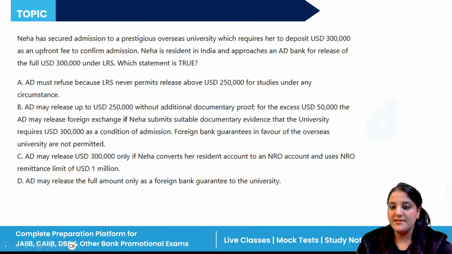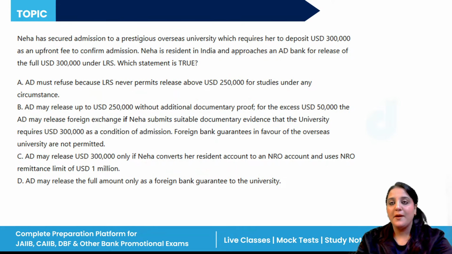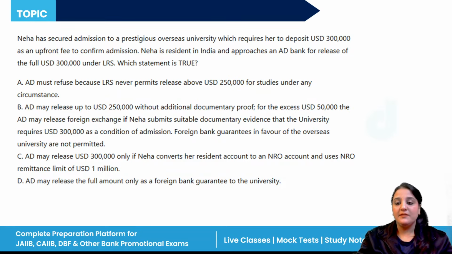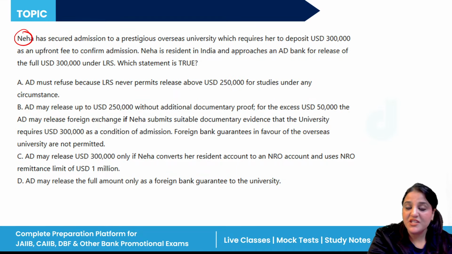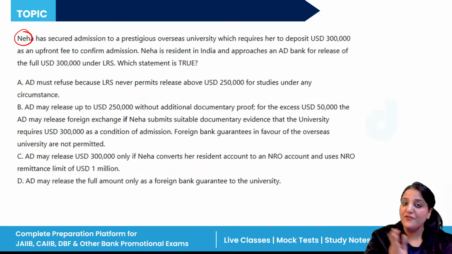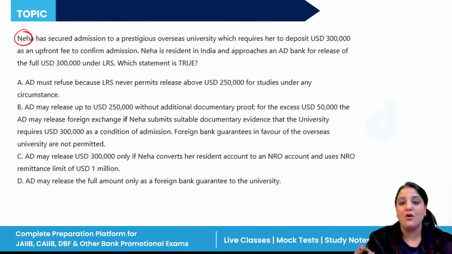In this case, we can say that for medical treatment or for education purposes, remittance is allowed under LRS only up to 2,50,000. But if Neha provides the estimate or the proof from the university in front of RBI, then RBI will approve additional money also.